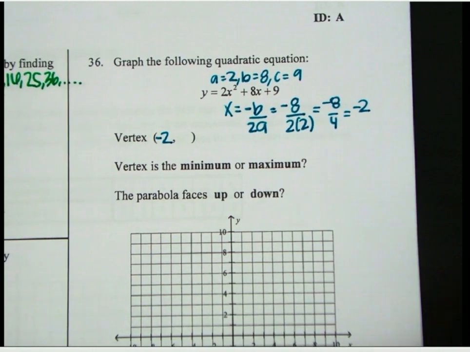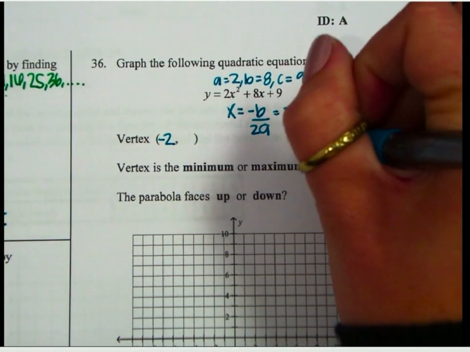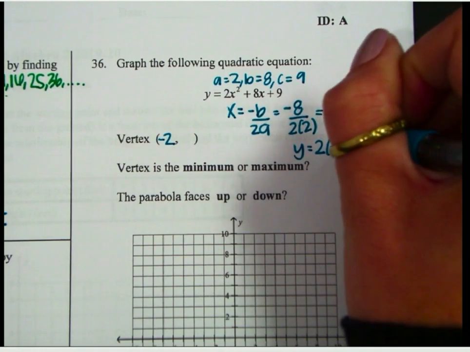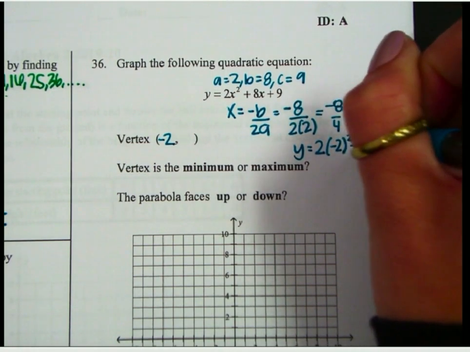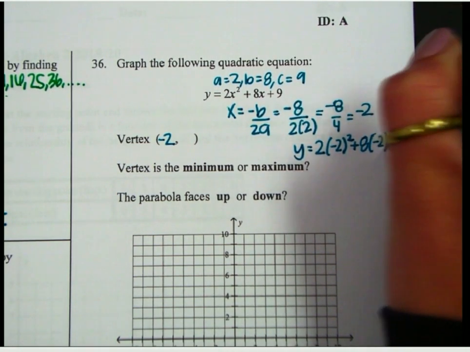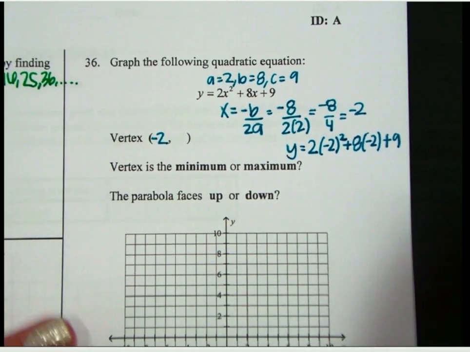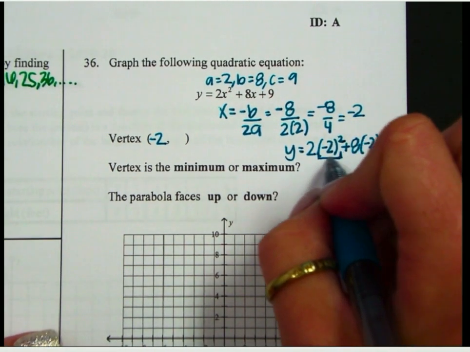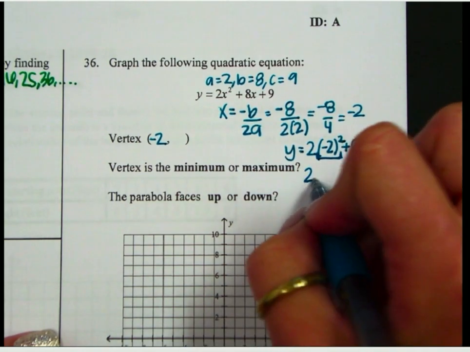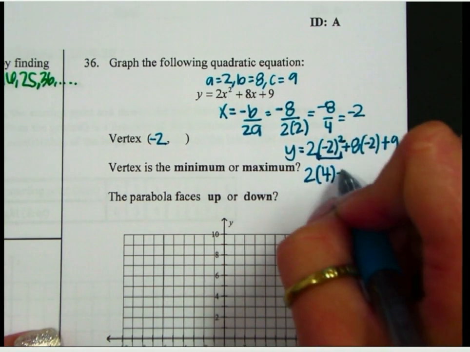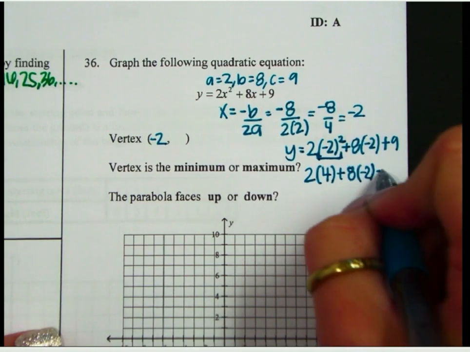To find the y value, we're going to plug in negative 2 back to the equation. So 2 times negative 2 squared plus 8 times negative 2 plus 9. Order of operations, we're going to square the negative 2 first. Negative 2 squared is 4. Then I'm just going to copy down the rest.